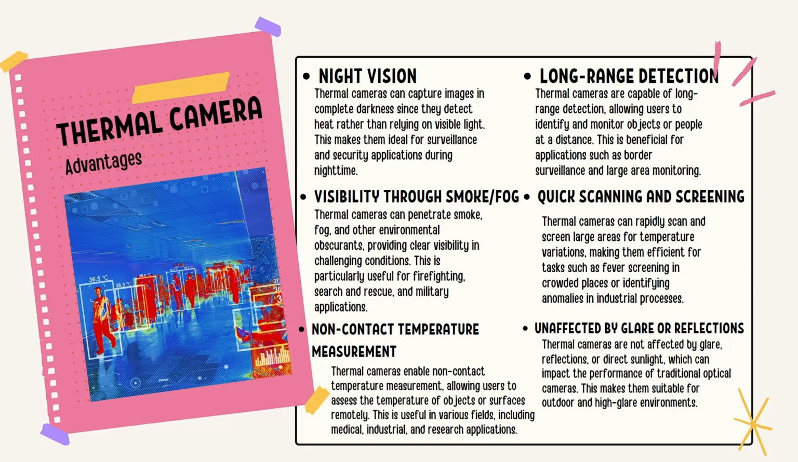Next, we have long range detection. Thermal cameras are capable of long range detection, allowing users to identify or monitor objects and people at a distance. This is beneficial for applications such as border surveillance, again security, and large area monitoring. And this is possible because the infrared radiation which comes into the thermal camera does not deviate and scatter because of its large wavelength. So the intensity of the infrared radiation remains the same.